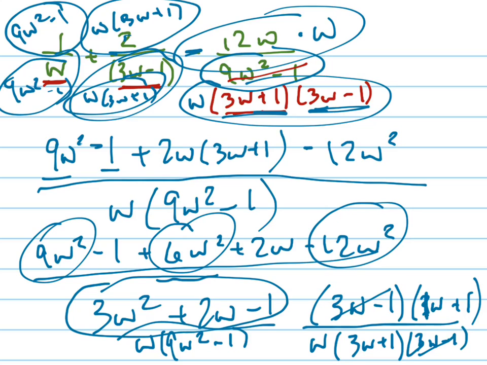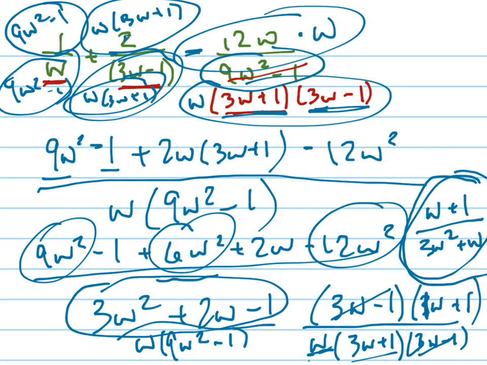So my answer, see if I can write it up here, right there. My answer is w plus 1 all over, I'm going to go ahead and distribute that w in now, 3w squared plus w. That's my answer.